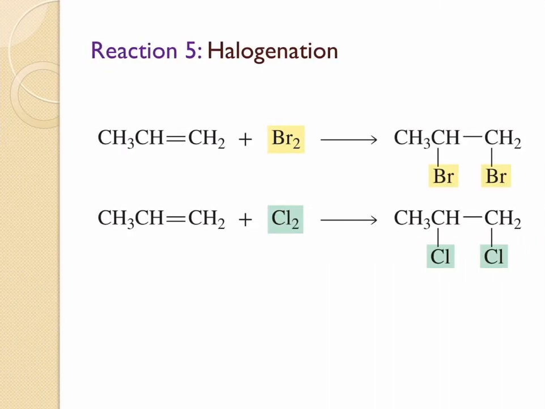Halogenation. The halogens bromine and chlorine can add to alkenes, forming vicinal dihalides. Vicinal dihalides are compounds where the two halogens are present on adjacent carbons.